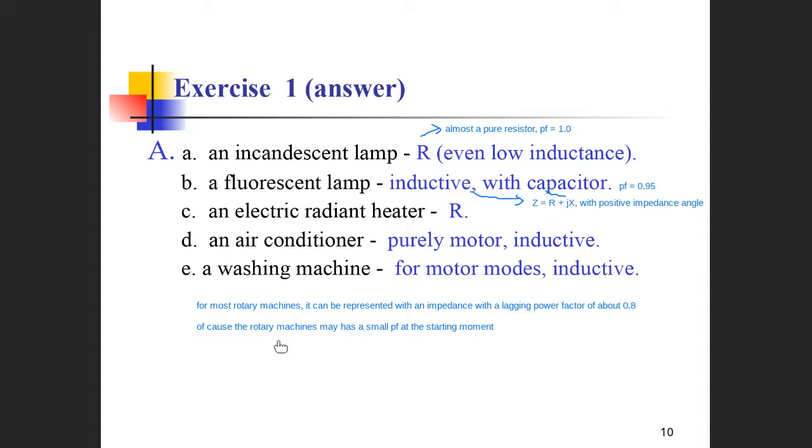When you study power machines, you will see that for rotary machines at the starting moment, the equivalent resistance is smaller but the equivalent reactance is bigger, resulting in a smaller power factor at the starting moment. Anyway, now you know that in practice, each type of user can be represented with a suitable impedance. Here I just give you some examples.